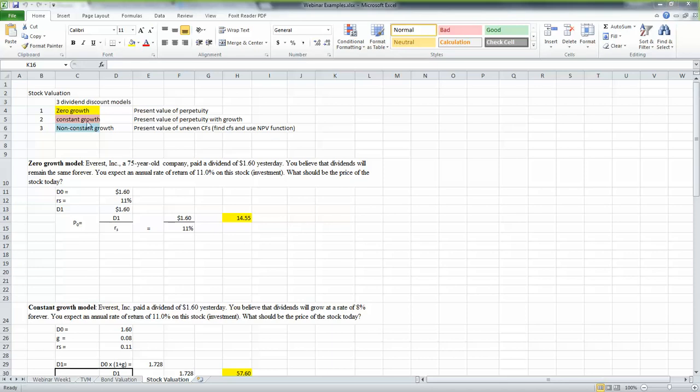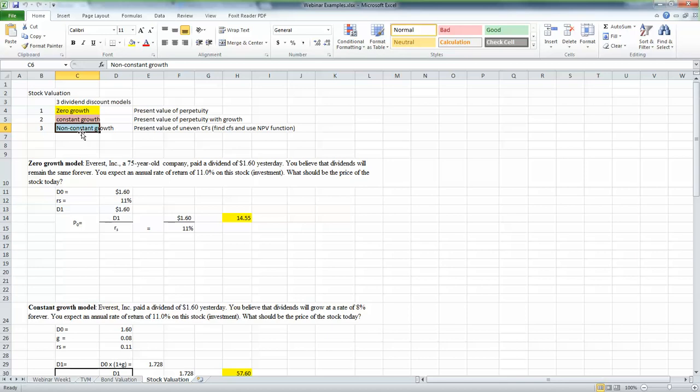We have three different types of dividend discount models. We use all of these to find stock price depending on the information you are given. For example, in your project you did the constant growth model. The zero growth model and the constant growth model are pretty straightforward. The non-constant growth model is a little like a present value of uneven cash flows problem. In time value of money you are given the cash flows, but in stock valuation you need to figure them out. That's the only difference.